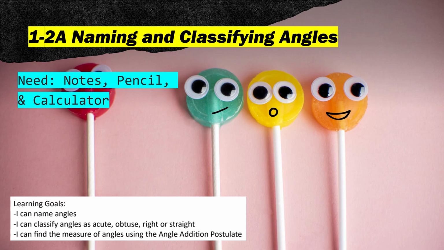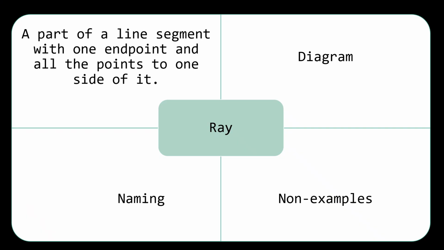This next lesson is about naming and classifying angles and also defining what an angle is. In order to define angles, we need the definition of a ray.